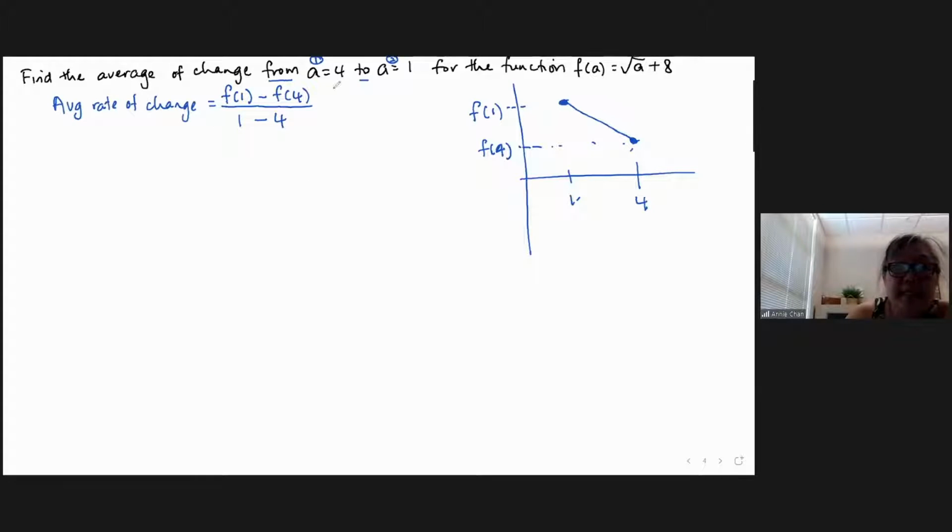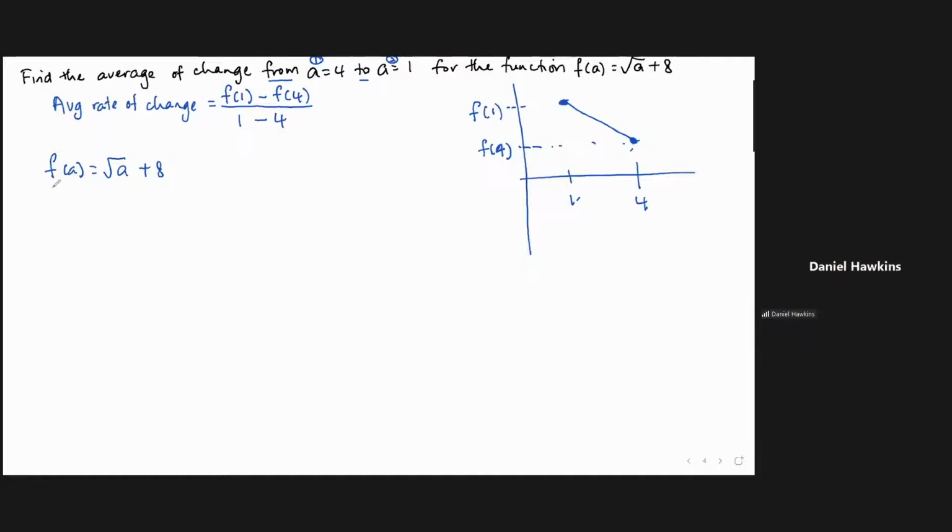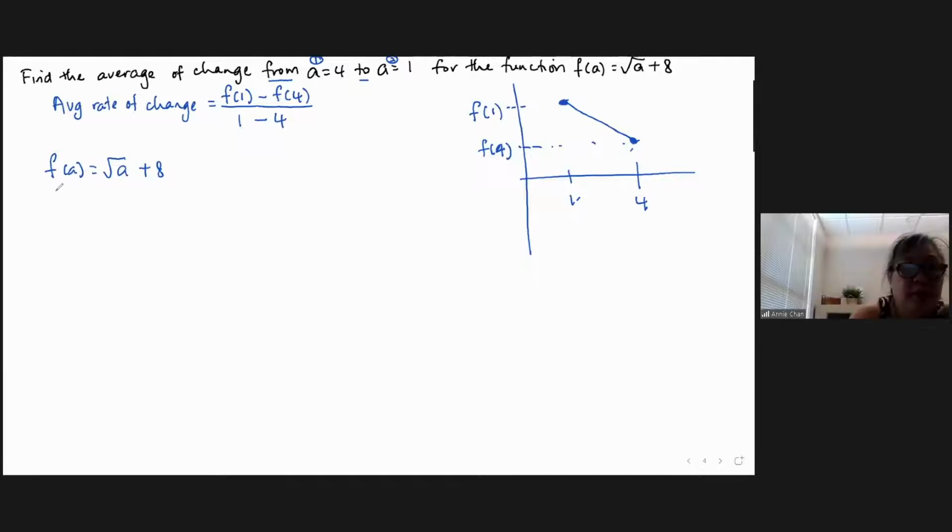So now that I set up the equation for average rate of change, I'm going to find what is f of 1. If f of a equals the square root of a plus 8, Daniel, I'm not saying you're wrong, but what I'm saying is show your work. You need to write that. So once you set this up, show your work. So f of 1 will be the square root of 1 plus 8, and that would be 1 plus 8, and that's 9. Then f of 4 is the square root of 4 plus 8. That would be 2 plus 8, and that is 10.